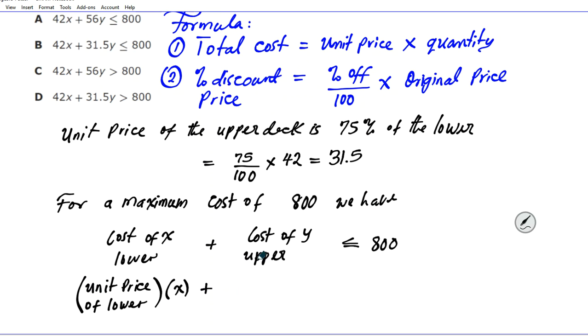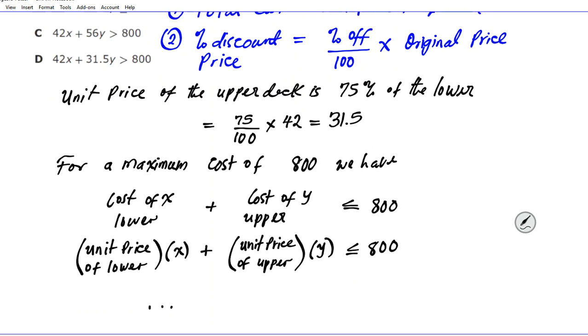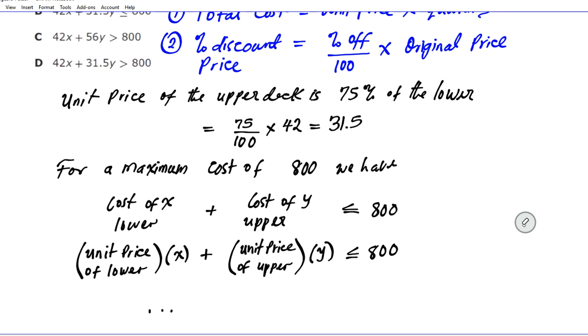Alright, and then for the cost of upper tickets, you look at the unit price for the upper seat tickets, and then you multiply it by the total number of tickets for the upper seats, which is Y. And then this combined cost should be no more than 800, or less than or equal to 800, which mean exactly the same thing. Okay, alright, so let's go ahead and substitute the values in.